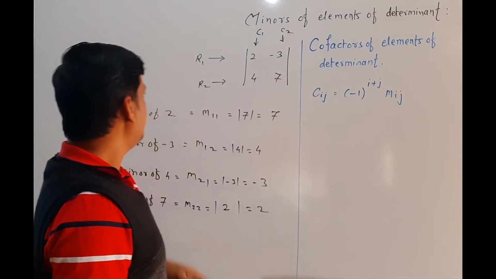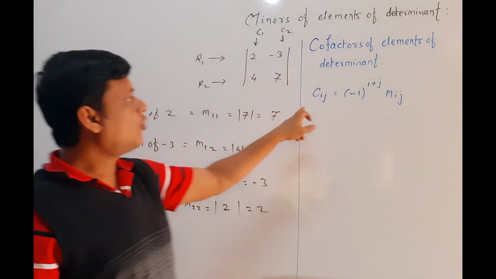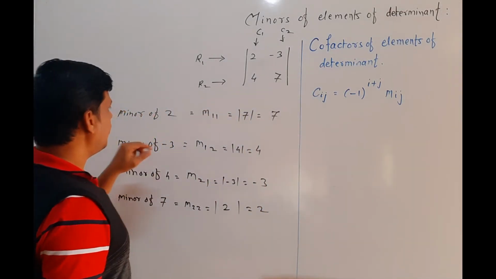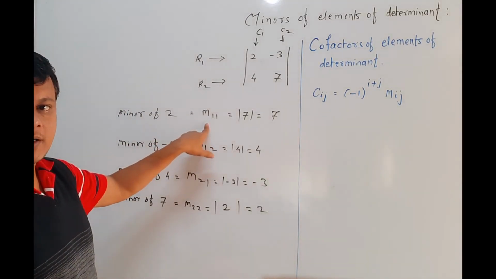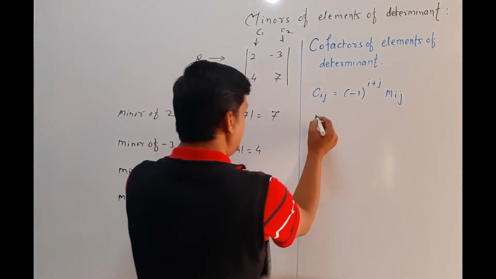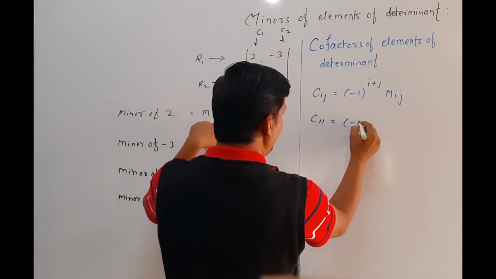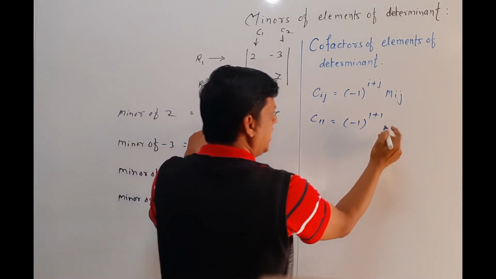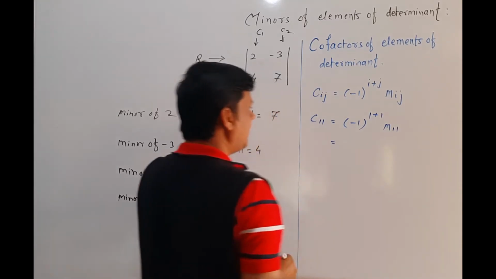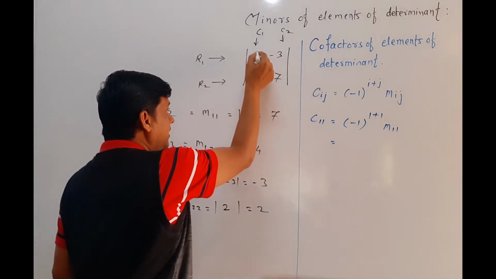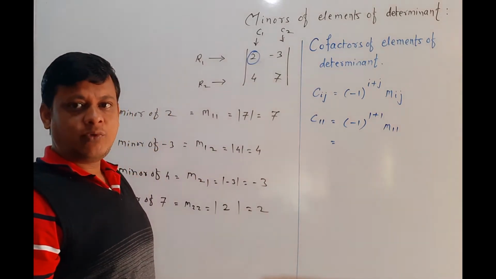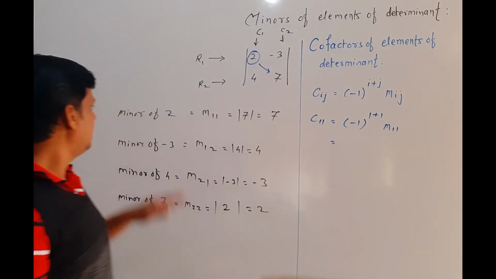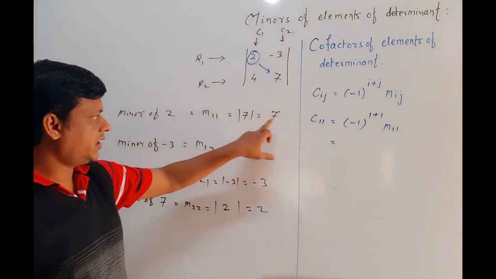Now see here, with the help of the previous example, we find the cofactor of each element of that determinant. Now we have to find cofactor C11, that is the cofactor of M11. So we write C11 is equal to -1 raised to the power 1 plus 1. Here the value of i is 1, the value of j is 1, and we write M11. That means we have to find the cofactor of this 2. For that we have to find the minor of that element 2. So we get the minor of 2, that is M11, is equal to 7.